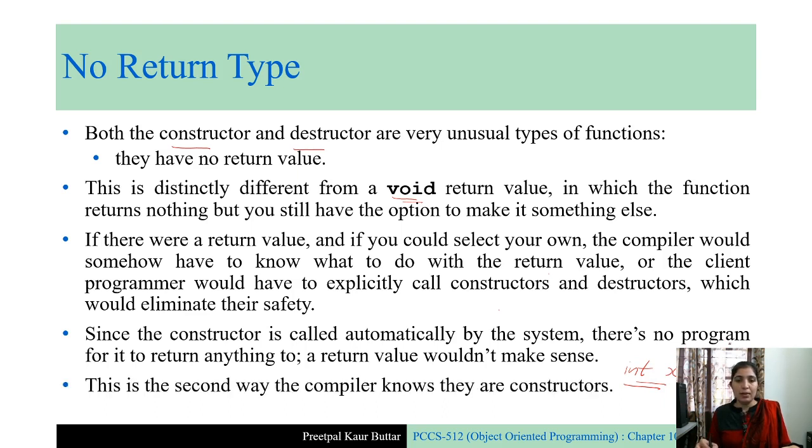This is also the second way the compiler knows they are constructors, because all the other normal functions have a return type, and only the constructors do not have a return type. By knowing this, the compiler also detects which is the constructor among all the member functions.